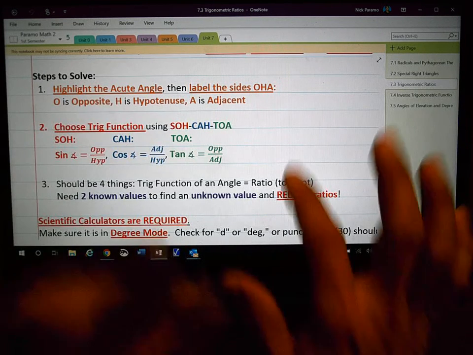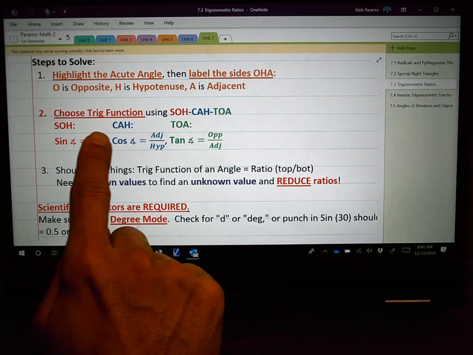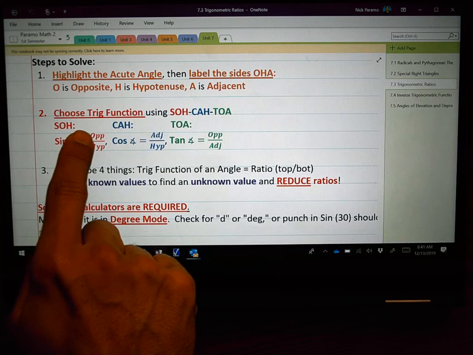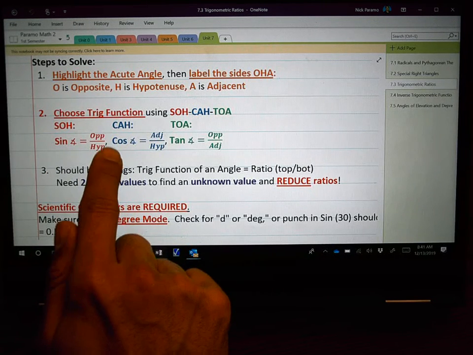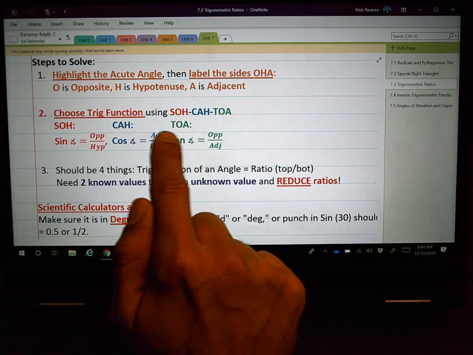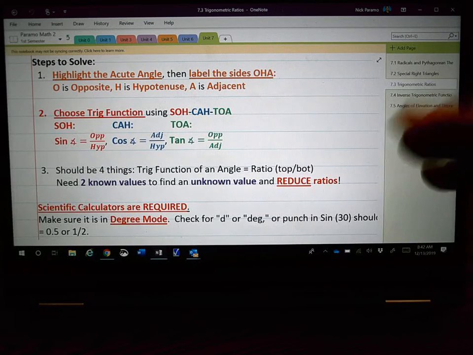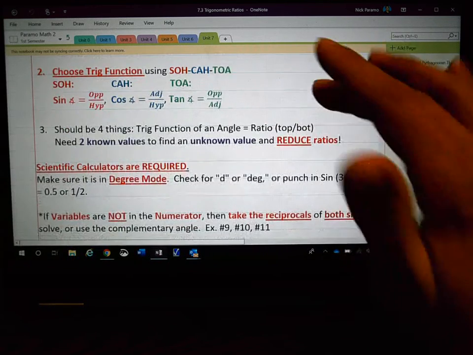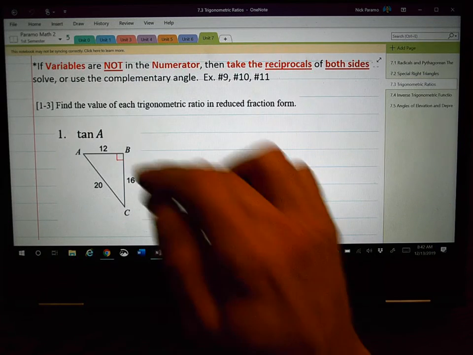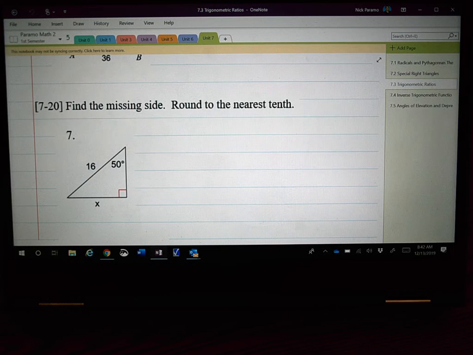O, H, and A. And then you would choose whether you were going to use sine, cosine, or tangent using the acronym SOHCAHTOA. S stood for sine, O and H stood for opposite over hypotenuse. C stood for cosine, A and H stood for adjacent over hypotenuse. T stood for TOA, T stood for tangent, O and A stood for opposite over adjacent. So, using those two things, we could figure out what a ratio was of tangent. We could actually figure out or use an angle to find a missing side.